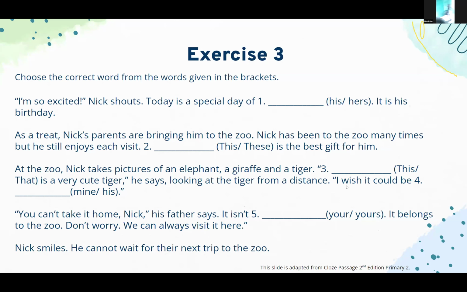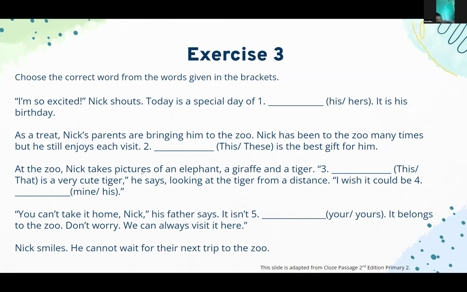Okay. Number 3. At the zoo, Nick takes pictures of an elephant, a giraffe, and a tiger. "That is a very cute tiger," he says, looking at the tiger from a distance. "I wish it could be mine." Okay, anyone want to try number 3?